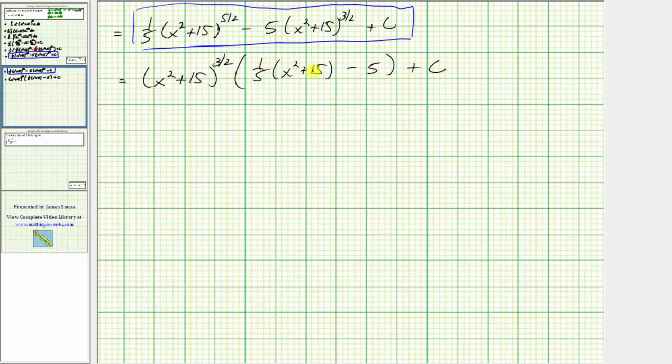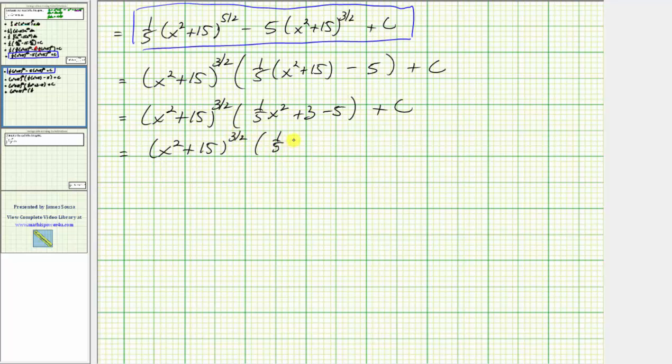And now let's distribute the 1/5 here. So we have 1/5 x squared. 1/5 times 15 is 3, so we have plus 3 minus 5. And 3 minus 5 is equal to negative 2. This simplifies to the quantity x squared plus 15 raised to 3/2 times the quantity 1/5 x squared minus 2 plus c.